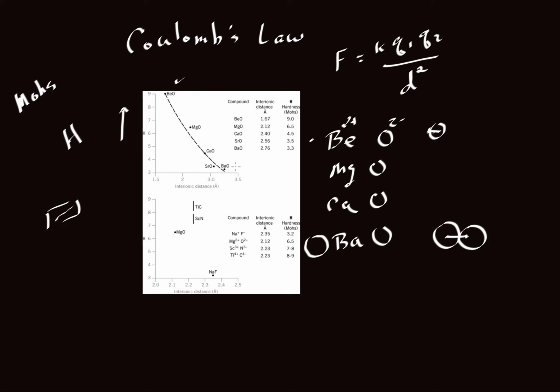So there's a huge difference in the hardness values. Beryllium oxide would be very, very difficult to scratch. In fact, it would only be easily scratched by diamond, where barium oxide could be scratched by all sorts of materials, like quartz or plagioclase feldspar or apatite.